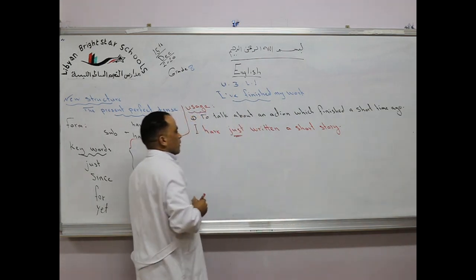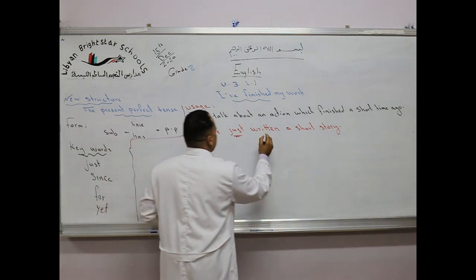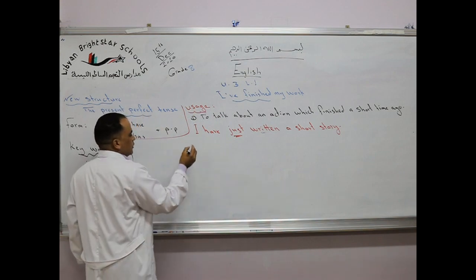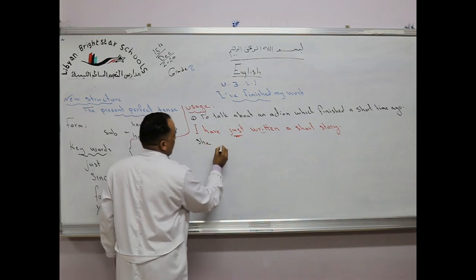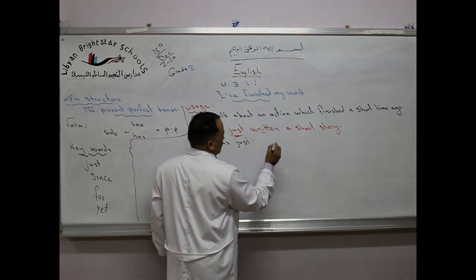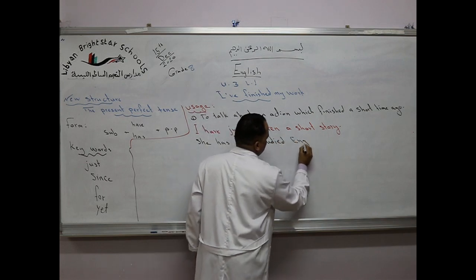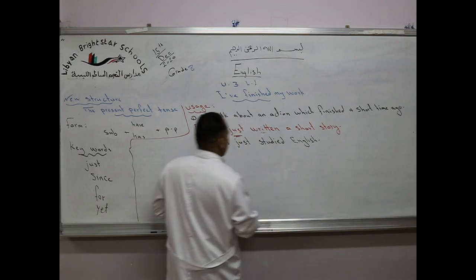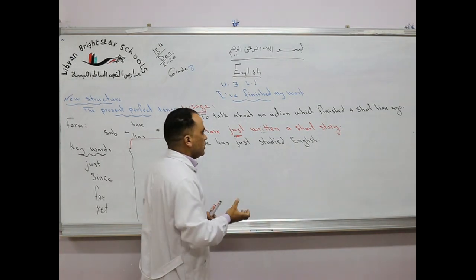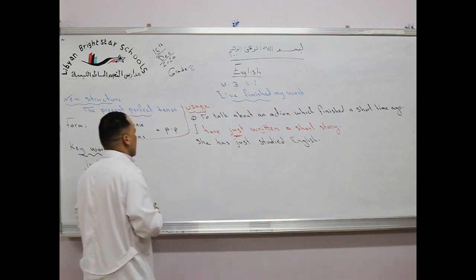So the present perfect tense is used to talk about an action which finished a short time ago. Here just, okay, I've just written a short story. Have plus the past participle of the main verb write. The past participle of the verb write is written. She has just studied English. She studied English a short time ago or a moment ago. So the present perfect is used to talk about an action which finished a short time ago.